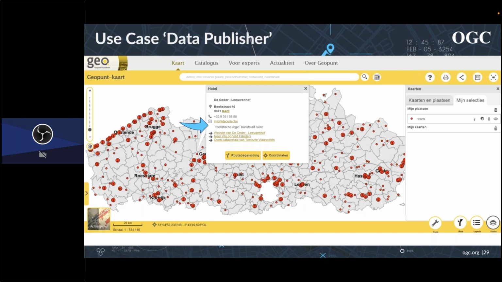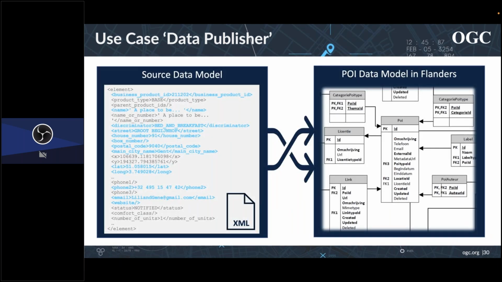So in the next slide, on the left side, you see the source data model of the feature data. In this case, it's a hotel, but it could also be, for example, a hospital or maybe a library. Those are all maintained by different agencies, with different data models. And what we do is we map it and transform it into a POI data model that we have in Flanders. But of course, it would be a lot better if we could use an OGC standard data model.